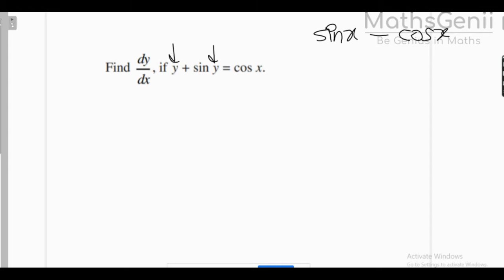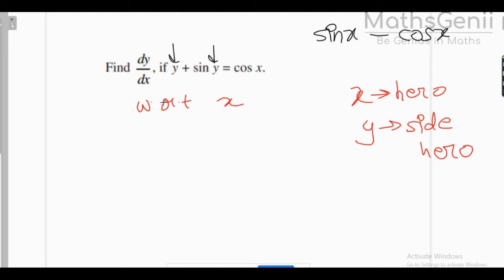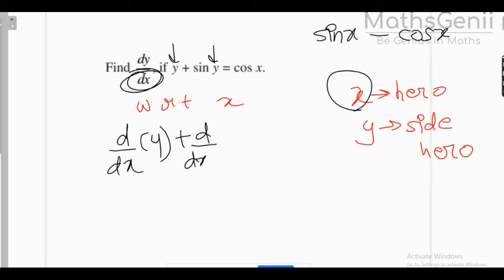We differentiate with respect to x. So x is the real hero in the picture, and y is the side hero or supporting actor. So derivative of y is dy by dx, of course. Then let's just write everything in derivative form. Because it is with respect to x, you will have d by dx in the denominator. I'm just copying this question and writing it in the derivative form. I have written this question in derivative form now.